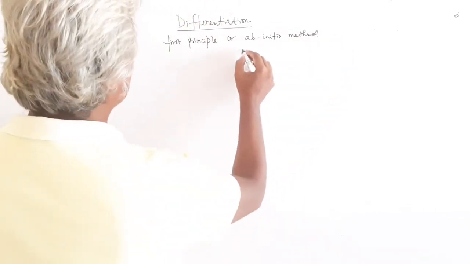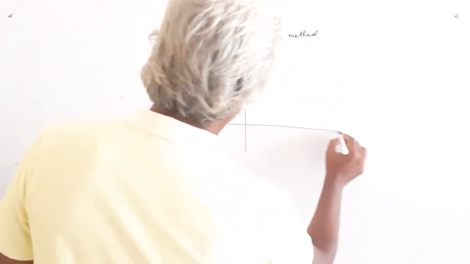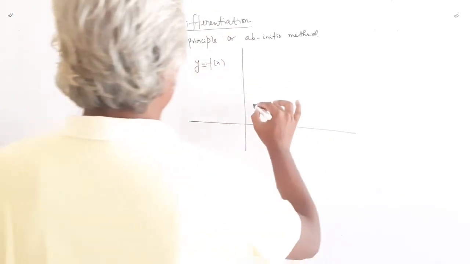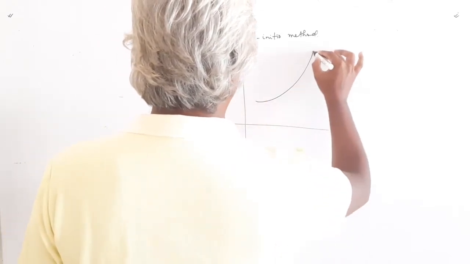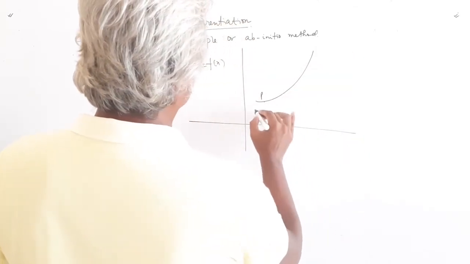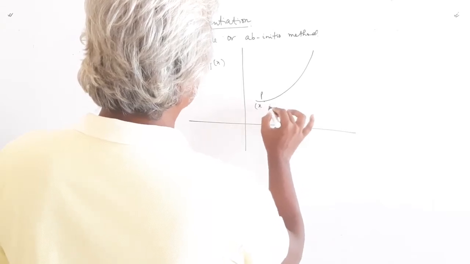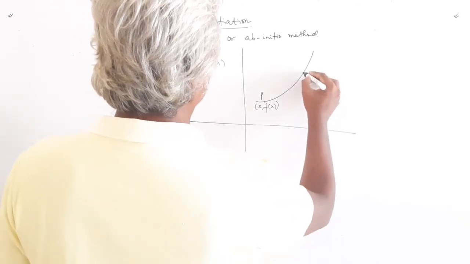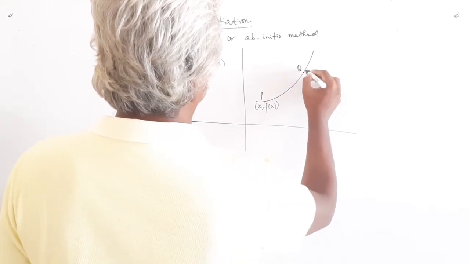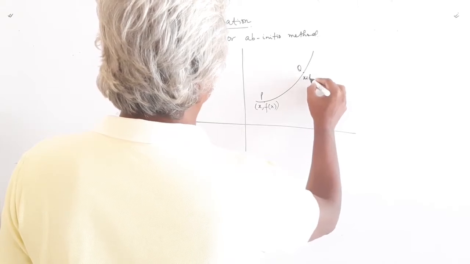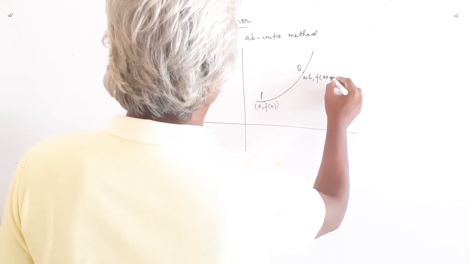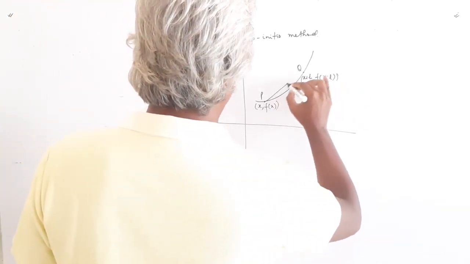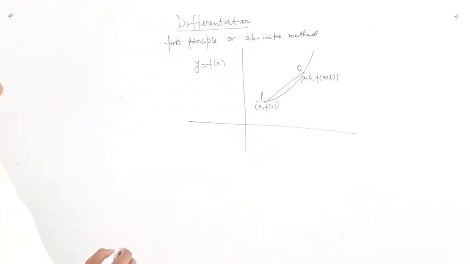This method is, suppose we have y equal to a function, y is a function of x, and that is graphically plotted like this. Take a point P here with the coordinates x comma f(x), and a little far away from this there is another point Q with the coordinates x plus h comma f(x plus h). Now join these two points, and you will find that they form a chord.